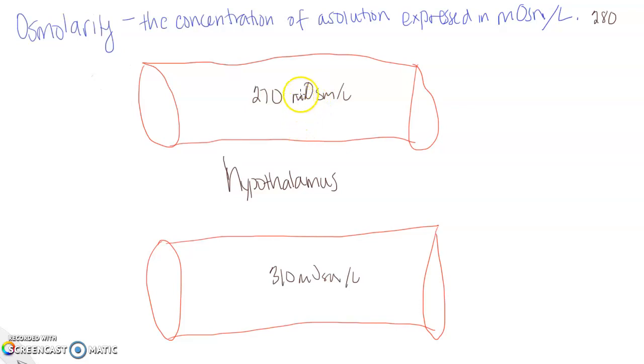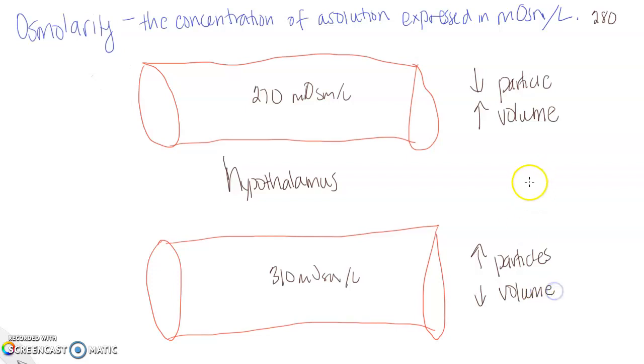So osmolarity changes when there are decreased particles, and that increases volume. So if you have decreased particles, so a low osmolarity, that means you have more fluid, so you have an increased volume. If you have a higher osmolarity, you have increased particles and therefore a decreased volume, so less fluid.